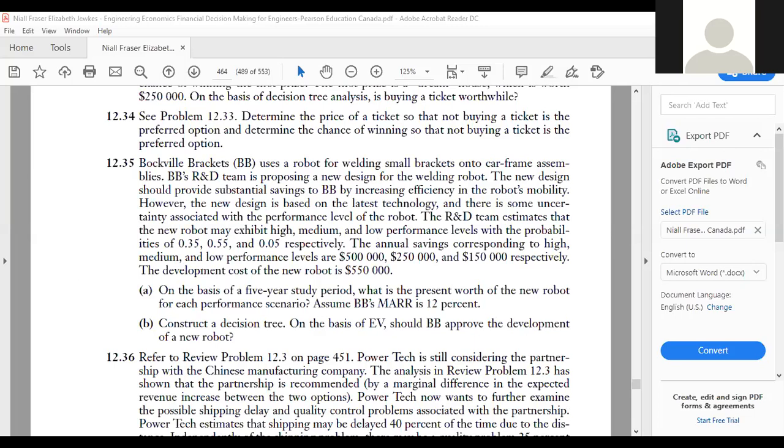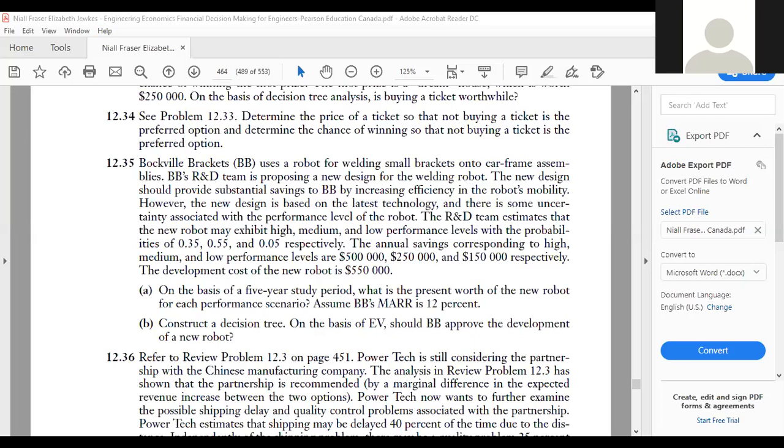So for the high performance, I just want to make sure the present worth is 611,740. What do you mean when you say the present worth? Oh, sorry, the present worth. No, I have about two times what you have. So you have the first cost of 550,000, right? That's negative. Then you find the present worth of the annuity. So remember, it's an annuity, at 12% and 5 years. Do you have that?